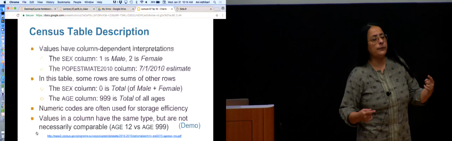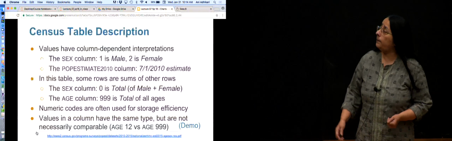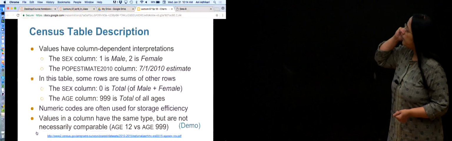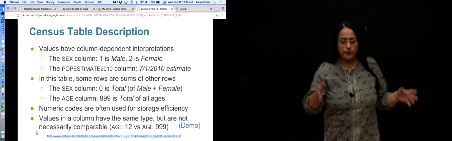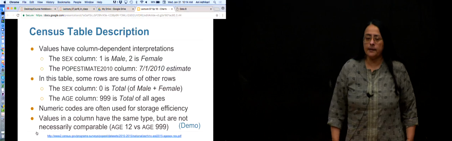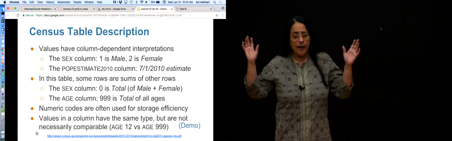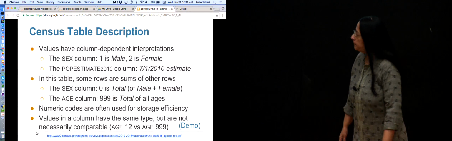The columns also had some aggregated data. So the sex column, when you see a code of 0, it was everybody. And the remarkable age of 999 years is actually not 999 years at all. It was everybody of all ages.